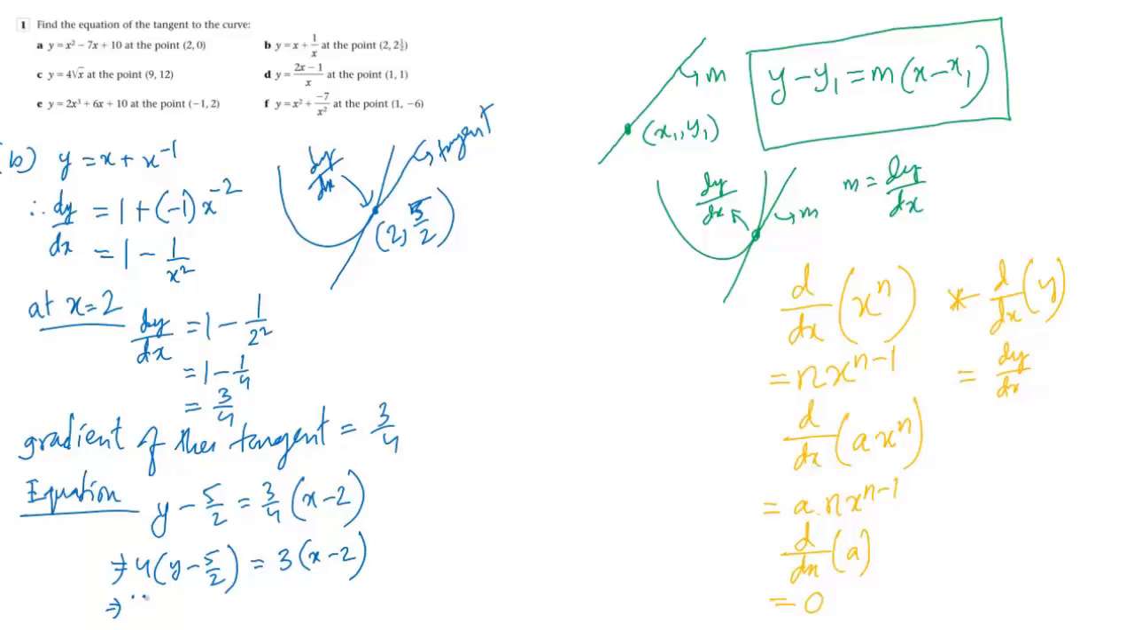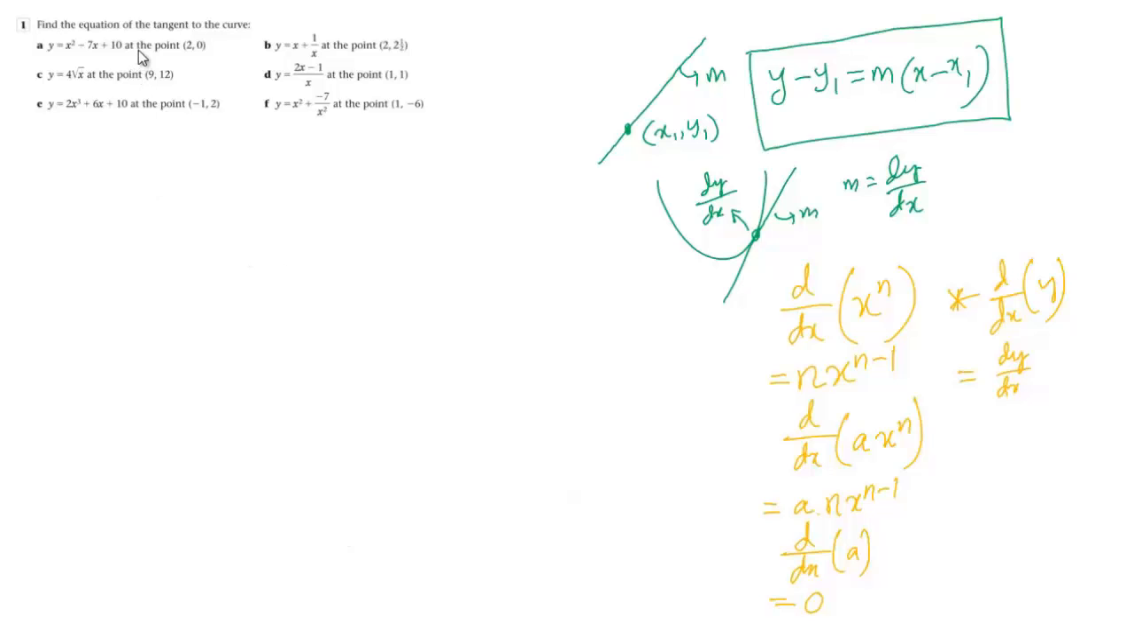Then we can multiply by 4: 4y minus 10 equals 3 into x is 3x minus 6. So we can simplify it. It doesn't matter what format we write it. It's usually a good idea to write it in integer coefficients. That's good enough.